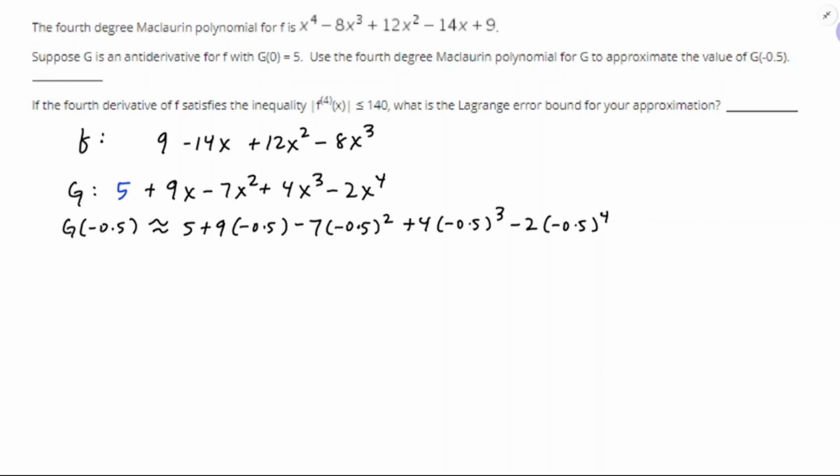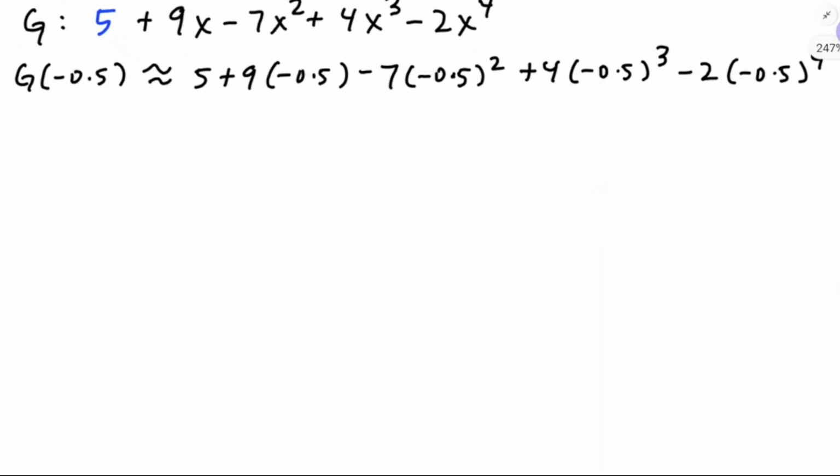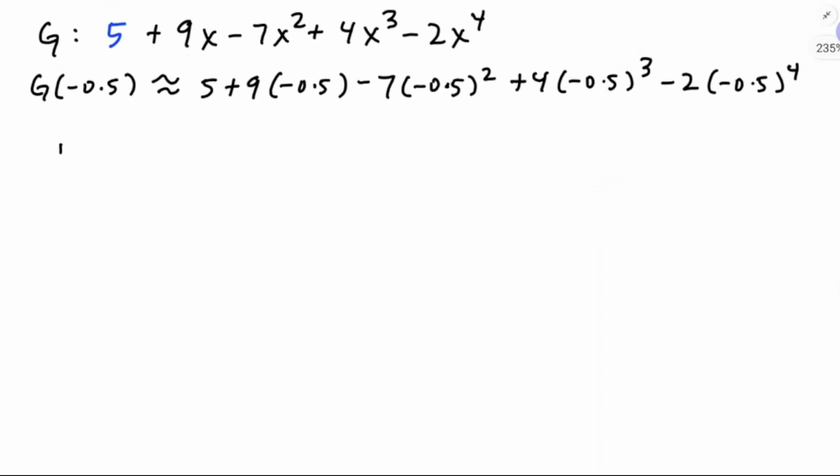If the fourth derivative of f, I've been waiting to see one of these because I know I had one similar to that and I have not seen it come up this year. So f's fourth derivative is less than or equal to 1 for you. Why? I just used a fourth degree polynomial. Okay, the Lagrange error bound for my approximation: I used a fourth degree polynomial for g. I was centered at x equals 0, and my approximation point was x equals negative a half.